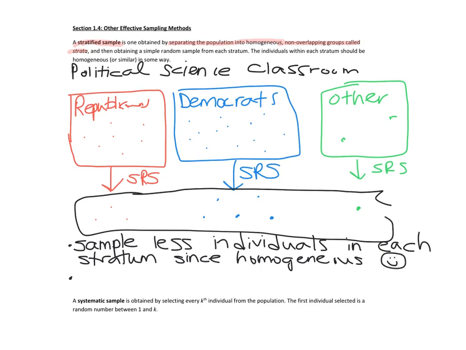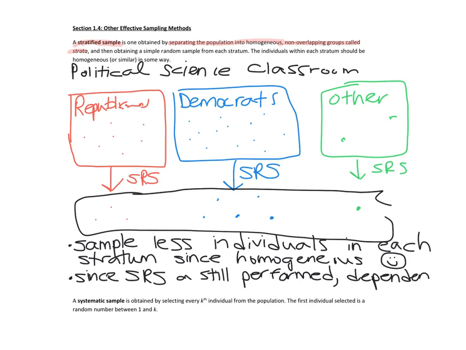A bad thing is we are performing a simple random sample on each group. So SRS, simple random sample. Since that is still performed, we are dependent on a frame. And that's not really a bad thing or a good thing, but what happens if we can't make a frame? Then it's definitely a bad thing because we couldn't do this method. So we'll just do a neutral face. It's kind of a neutral point.